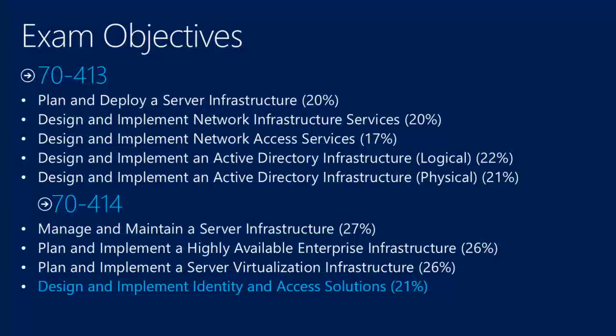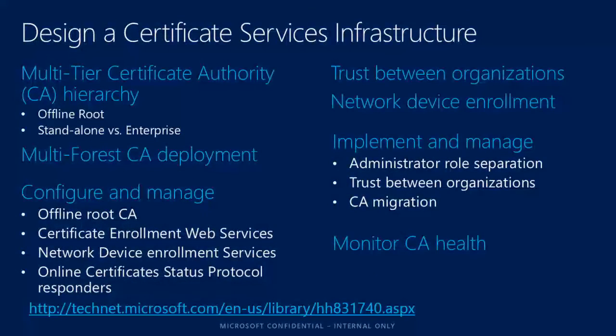We're in our last one, so we've got 9 minutes left. Identity and access solutions. And if you're not an identity and access management person, this stuff might blow your mind. It will. I apologize. So multi-tier certificate authority hierarchy, offline root, standalone versus enterprise. I went through the third rotation of the Directory Services Microsoft Certified Masters program. I don't remember that. So these are things that you need to brush up on. I would need to brush up on it to go take these exams again.